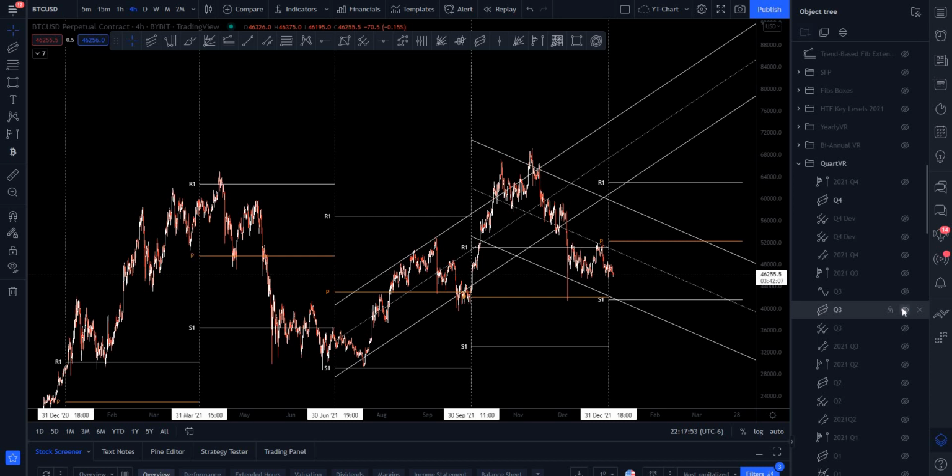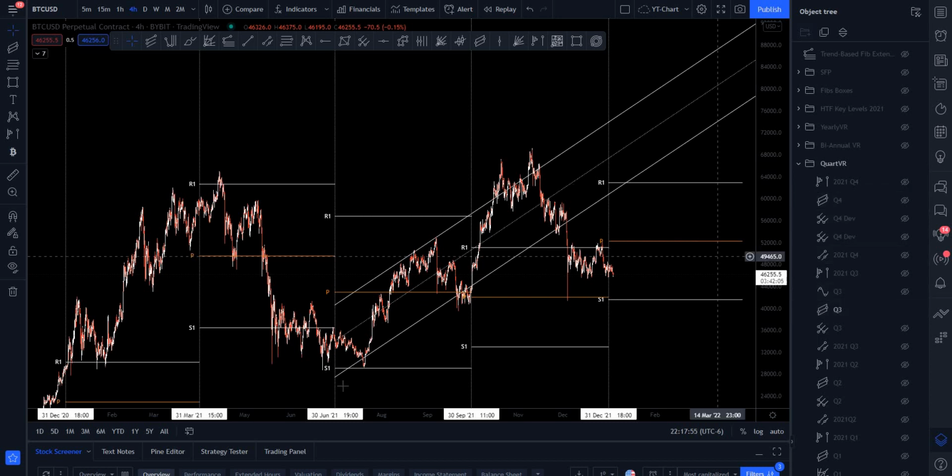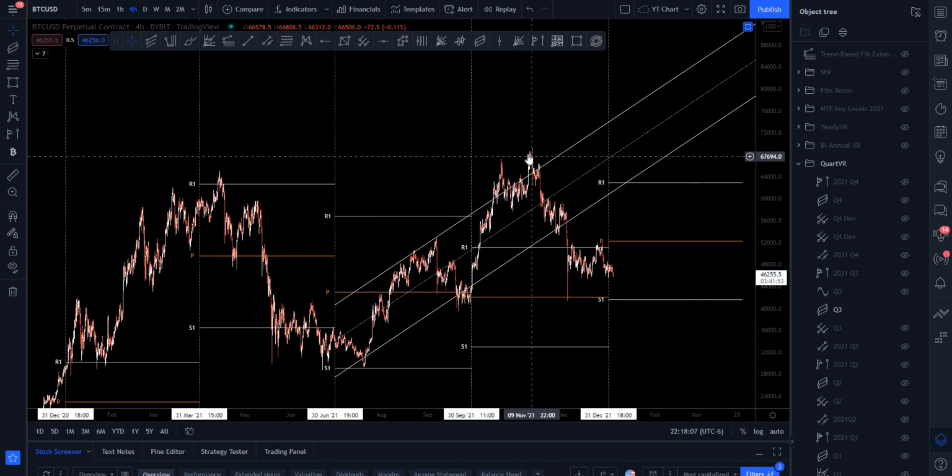Now, if we go to Q3 here, right? And we say, well, Q3's trend started here on the 30th of June at 1900 hours, and it runs to the end of September. And you can see we're up above our trend, right?